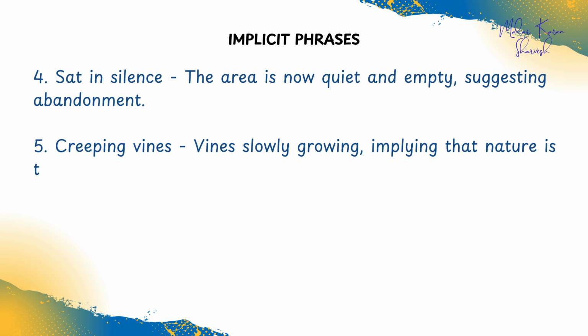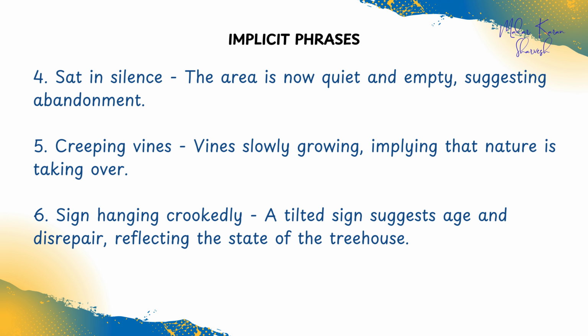4. Sat in silence: the area is now quiet and empty, suggesting abandonment. 5. Creeping vines: vines slowly growing, implying that nature is taking over. 6. Sign hanging crookedly: a tilted sign suggests age and disrepair, reflecting the state of the treehouse.